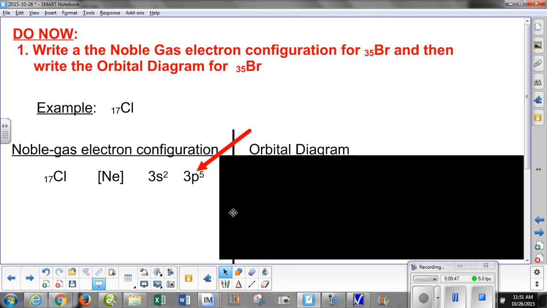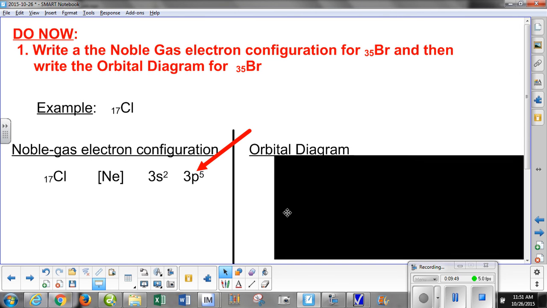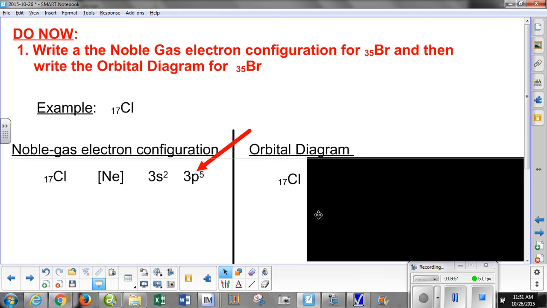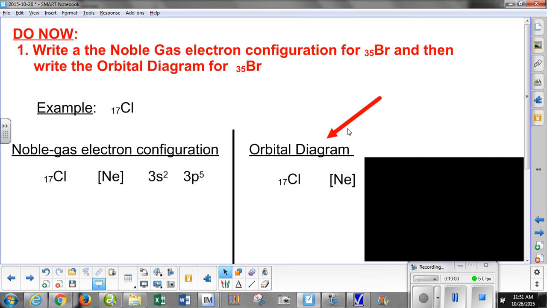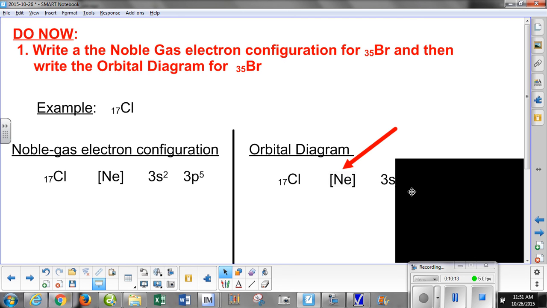Okay, now let's go over to the orbital diagram. We're going to take that from the same place. We've got to have the 17, which is the number of the element, the atomic number, and then the noble gas is going to be the same, still going to be neon. Now, except now this time, what are we going to do? The 3s is going to be there, and what are we going to put after that?